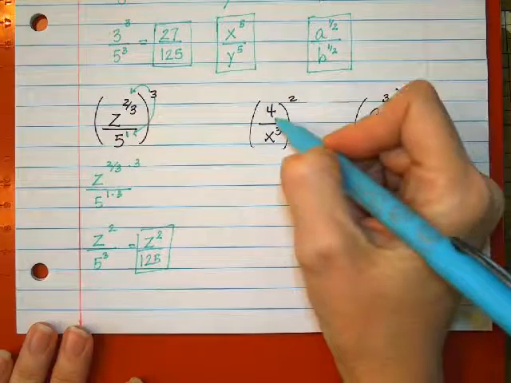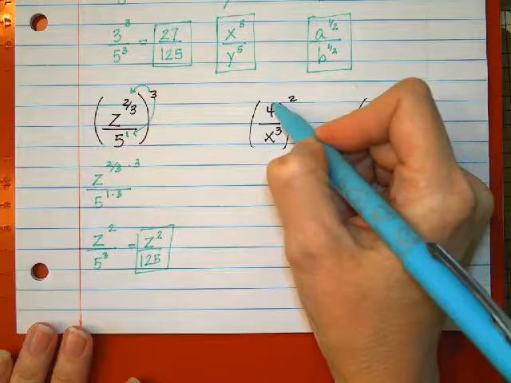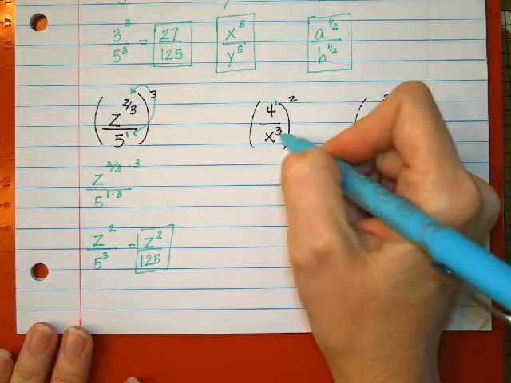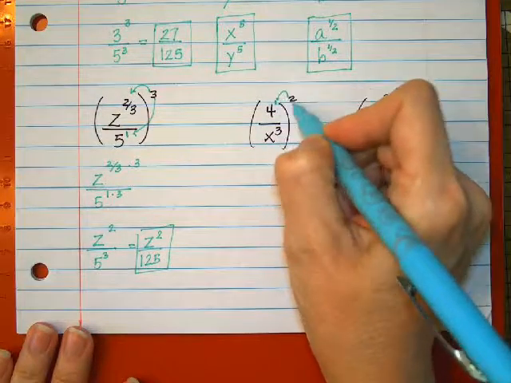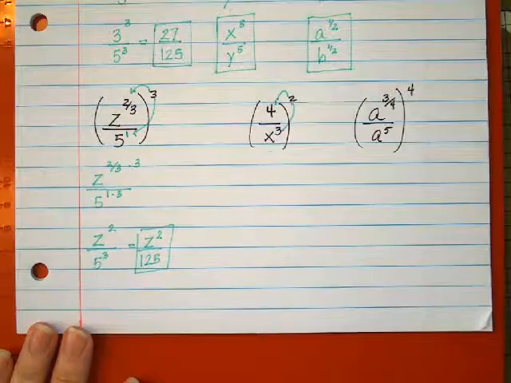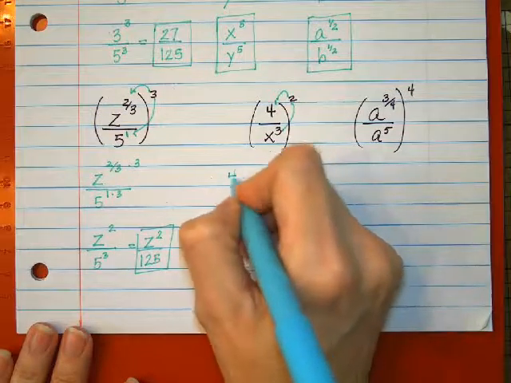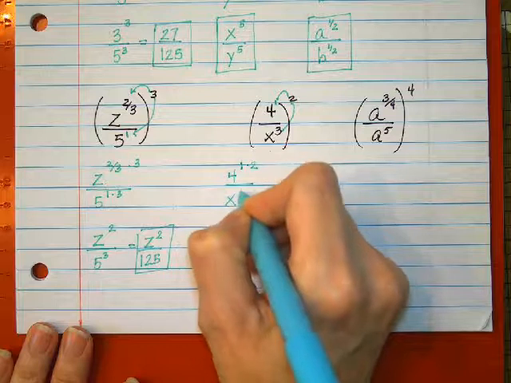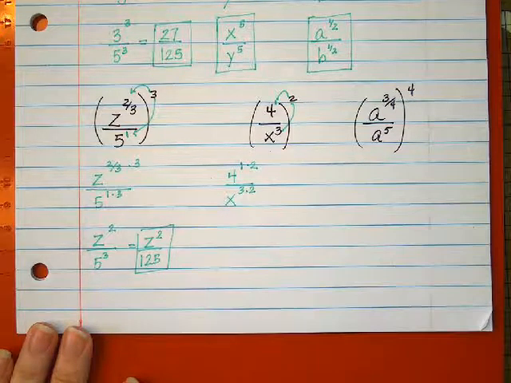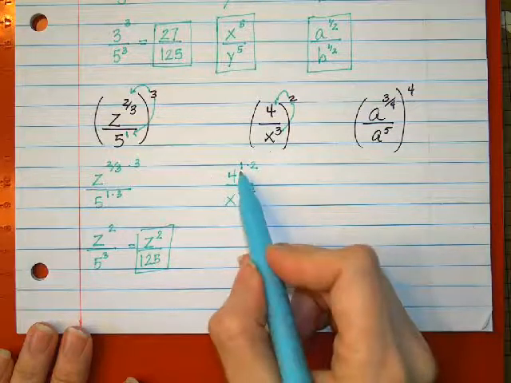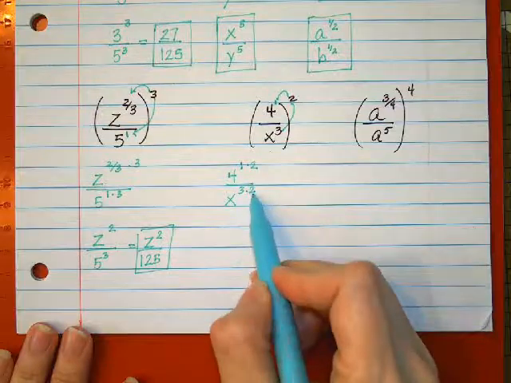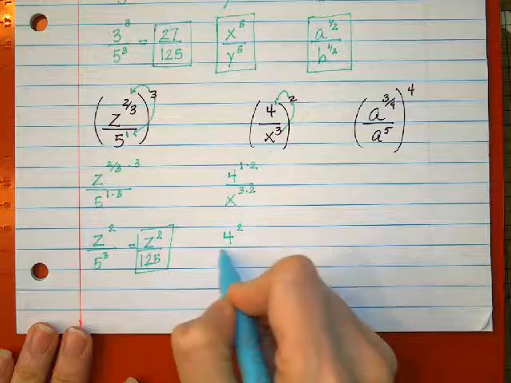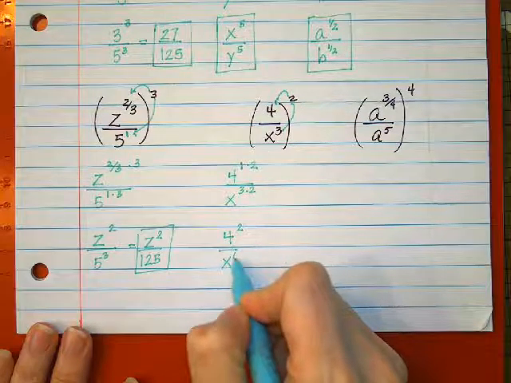Again, this 4, we do not see an exponent with it, so we're going to give it an understood 1. The x has an exponent of 3. So we're going to multiply the 2 times the 1 and the 2 times the 3. So we got 4 to the 1 times 2 over x to the 3 times 2. So again, we took the inside exponents and multiplied them by the outside power. So then we've got 1 times 2 is 2, and 3 times 2 is 6.